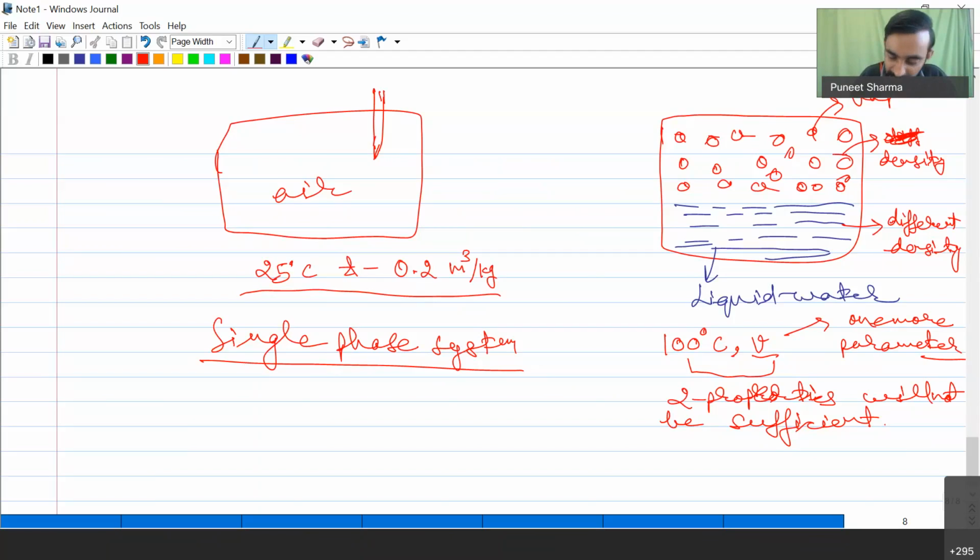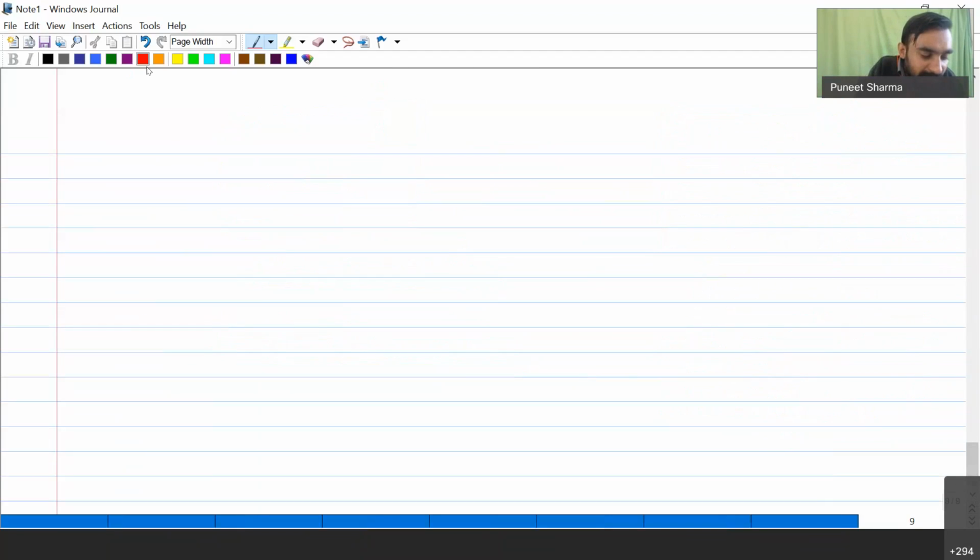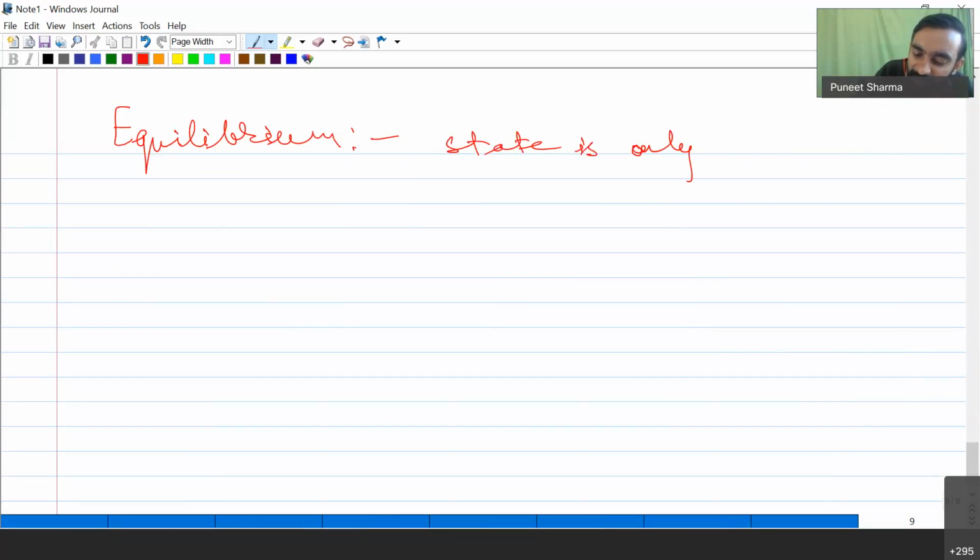Now I will try to give you the idea of thermodynamic equilibrium. As I have already told you, we will be able to define the state of the system or the property of the system only if the system is in equilibrium. So the state is only defined if the system is in equilibrium. Why? That is what I will now take up.